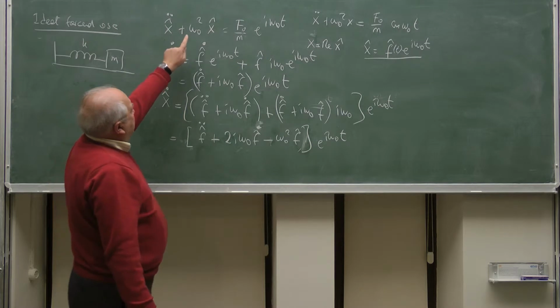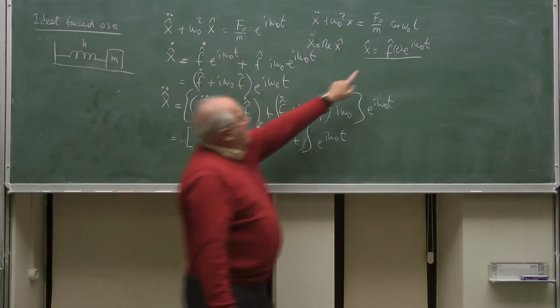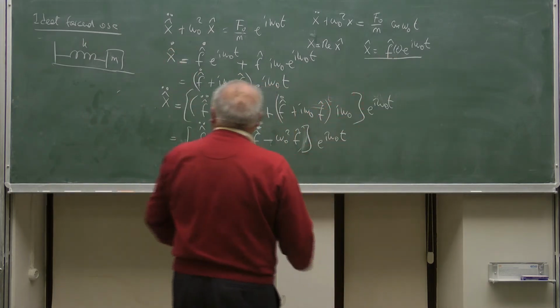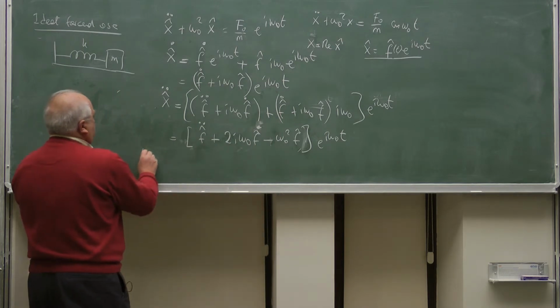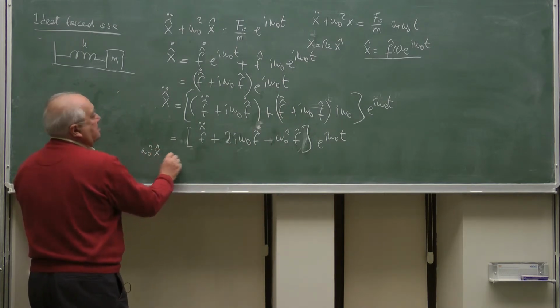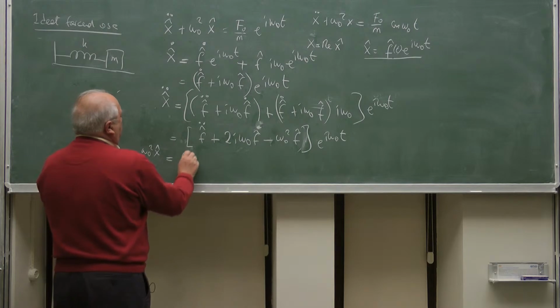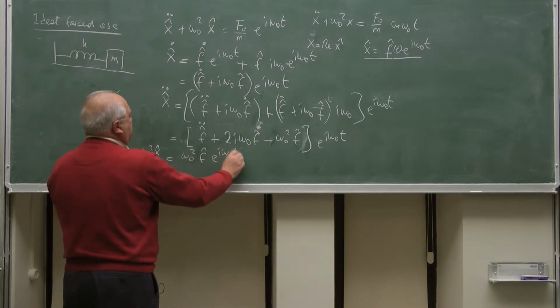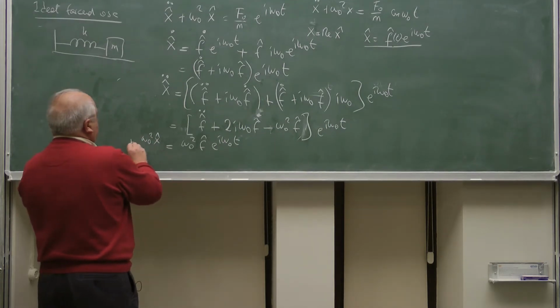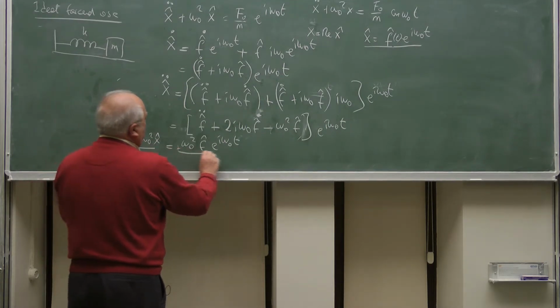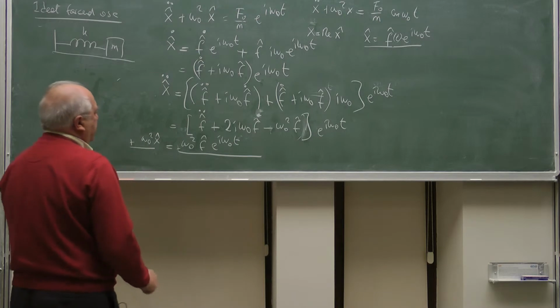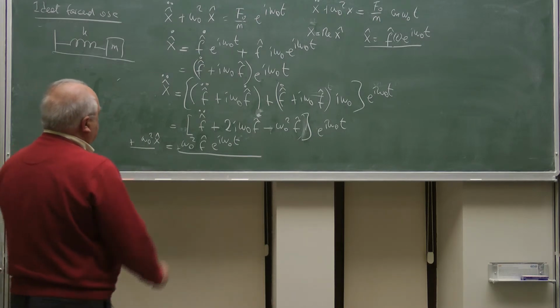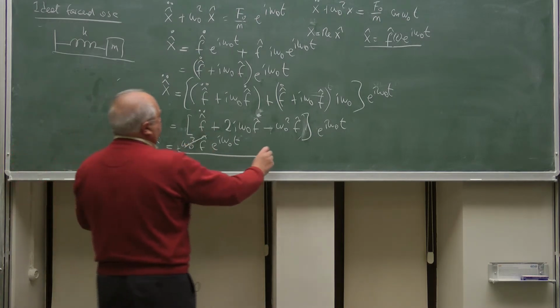I will add to it omega 0 square times x, which is omega 0 square f e to the i omega 0 t, and I add them up. So they cancel.